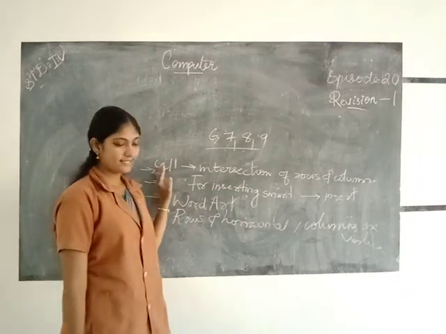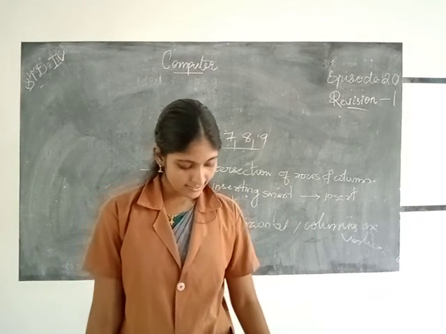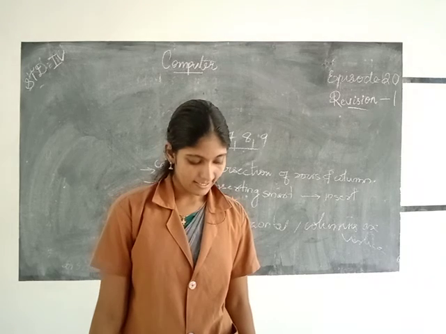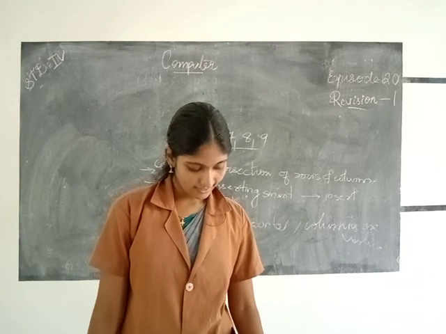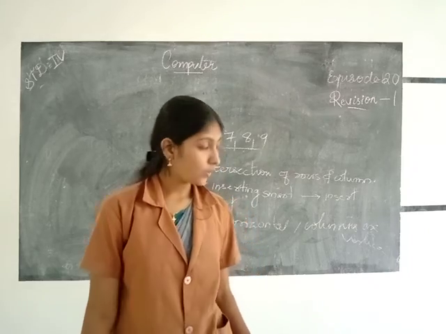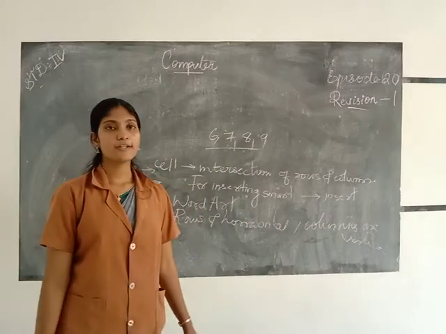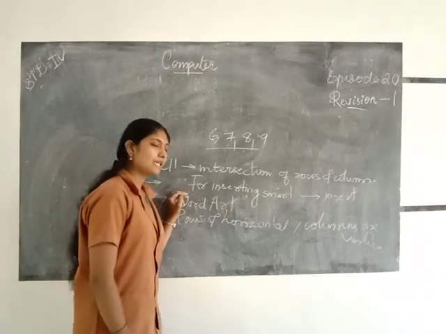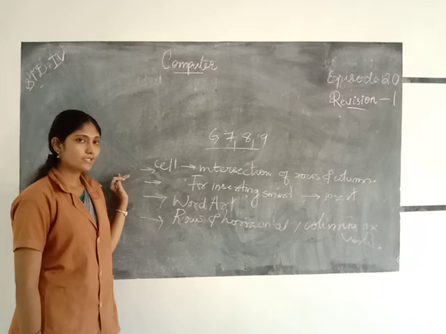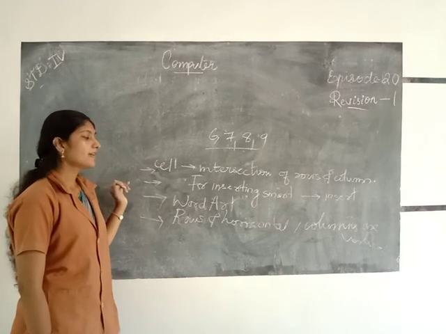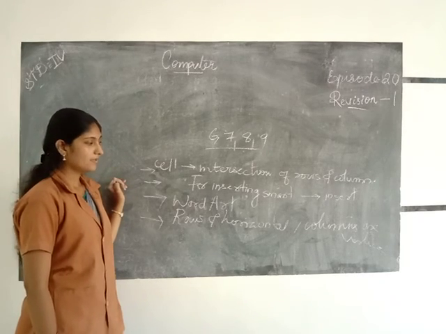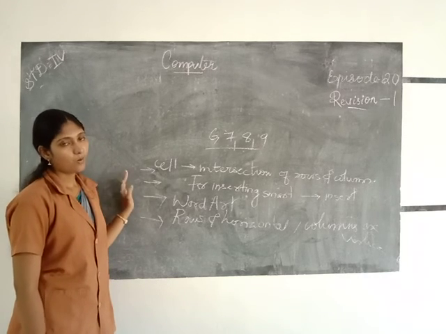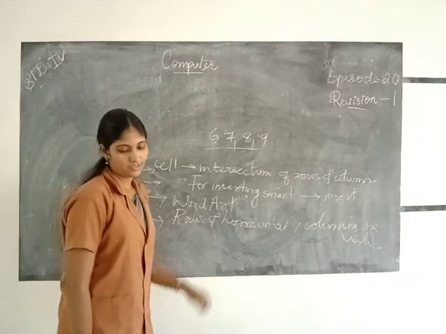First one, how is a cell formed? It is due to the intersection of rows and columns. Then next one, what is word art? Word art is the text with the special effects applied to it. Then for inserting SmartArt, you will click on the Insert tab. Then rows are horizontal and columns are vertical. Then clip art is the collection of audios, pictures and videos.